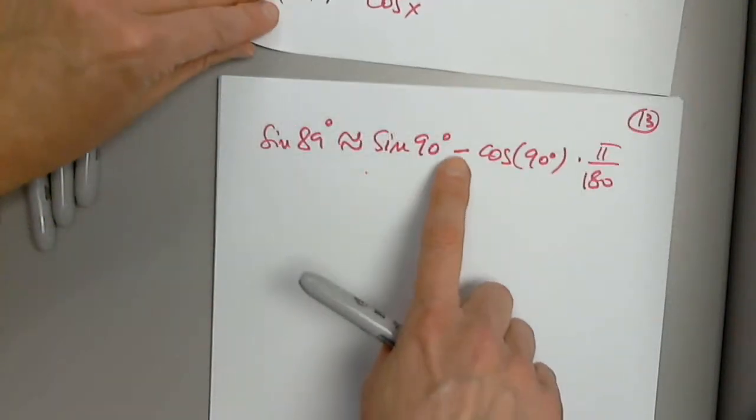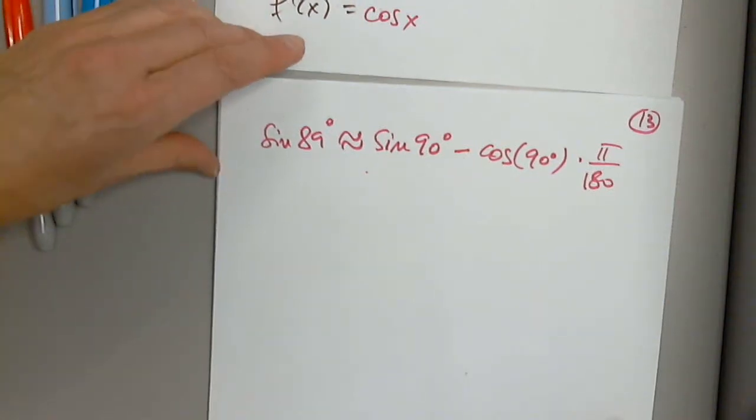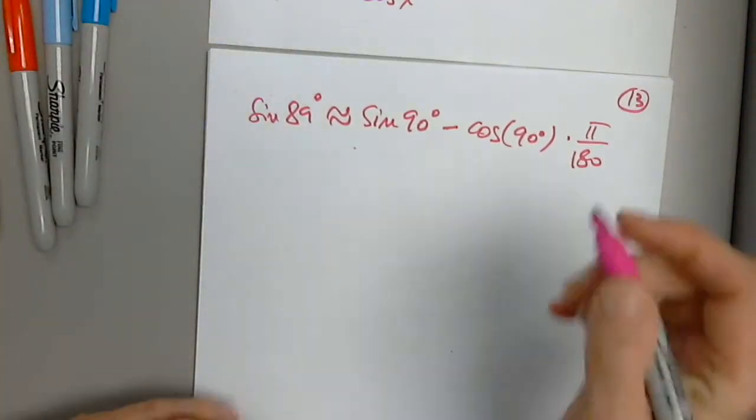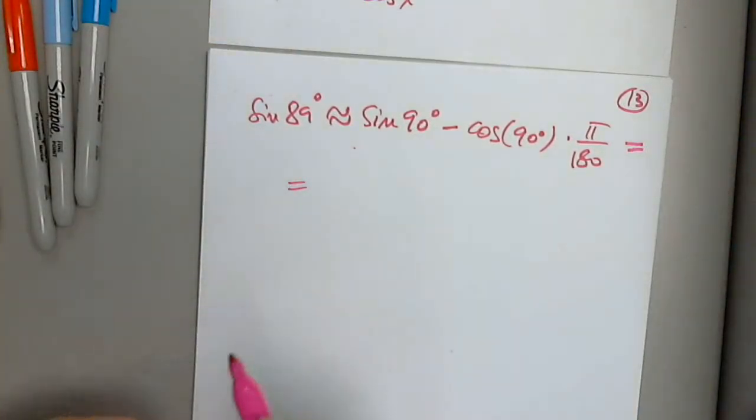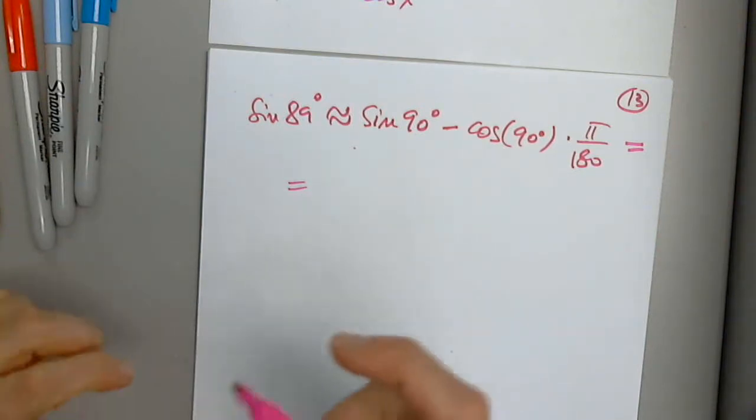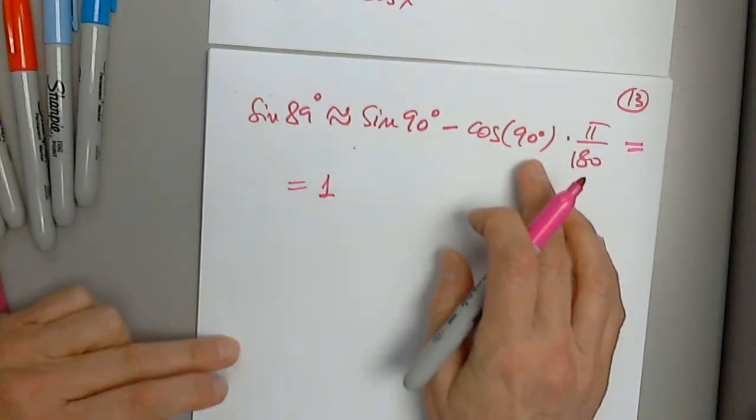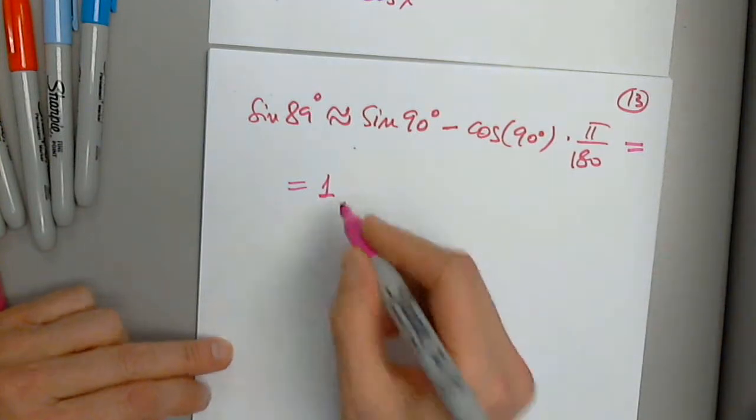Pi over 180, I put minus in front. Now you can write that this is equal. From this point on, we can write the equal symbol. Sine 90 is 1. Cosine 90 is 0. That's it.